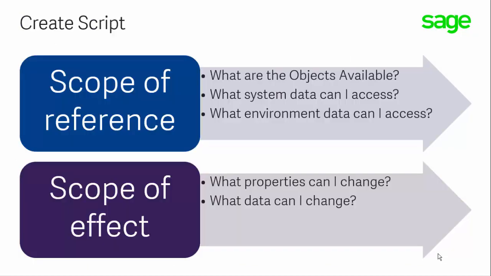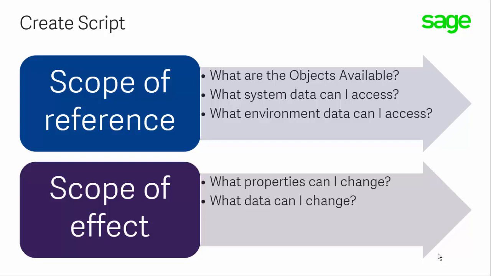So there are limitations in each scripting environment that we're working in, and each script has a scope of reference and a scope of effect. The scope of reference is concerned with the idea of what objects are available to the script, what access the system has to the database, thinking about the environmental information, that's the information provided by the server and the browser, what about that environmental information can be accessed by the script.